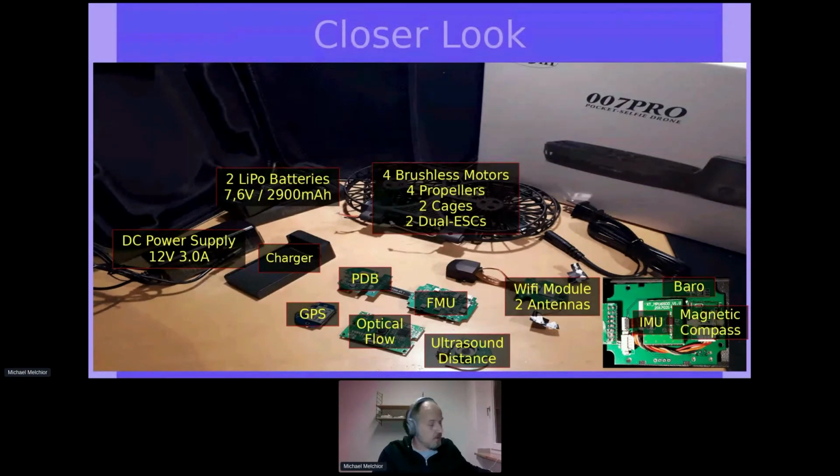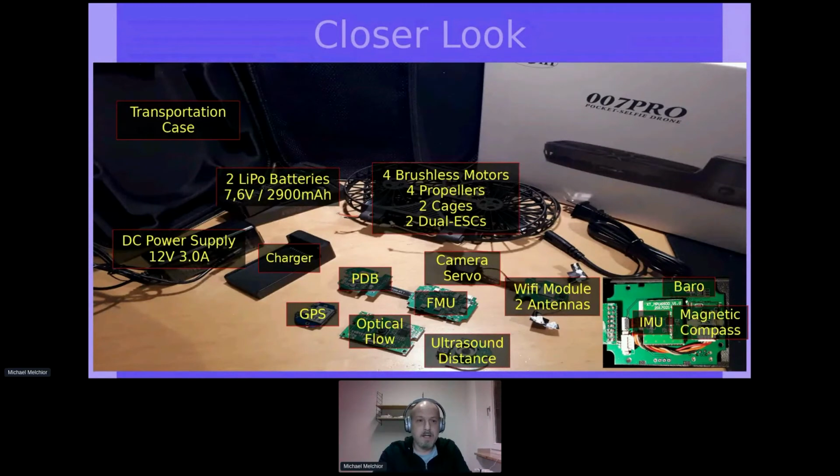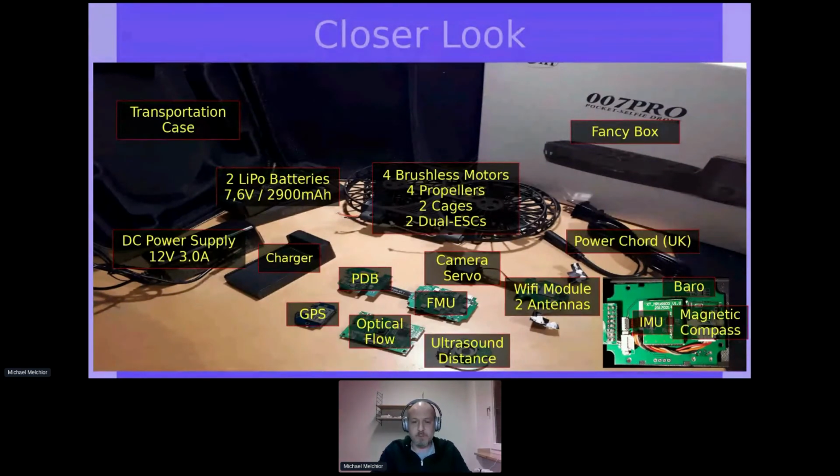There was a Wi-Fi module, so I could connect my cell phone to the drone. And since it's a selfie drone, it also has a camera, and attached to the camera is a small servo. It's a quite capable camera. I think it's a 4K camera, which has very good quality. Then there was a huge transportation case, shock absorbing, so also very good quality compared to the price, a fancy box. The only thing that was rather useless to me was a power cord, because it has a UK plug. But the rest was a surprise to me for that price.